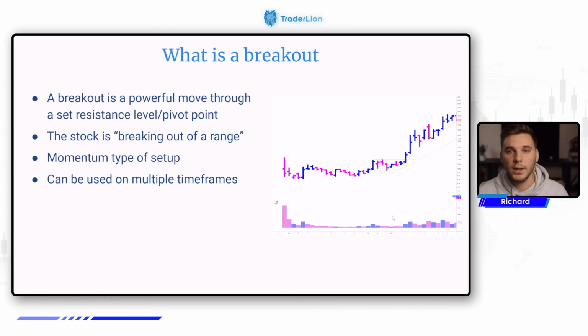So first, what is a breakout? Well, it's basically a powerful move through a set resistance level or a pivot point. And like I said, definitely go ahead and check out the pivot point video. I think it's extremely well done and explains the concept really well. So go ahead and click that if you haven't watched it already, and basically make sure that you're familiar with what a breakout actually is.